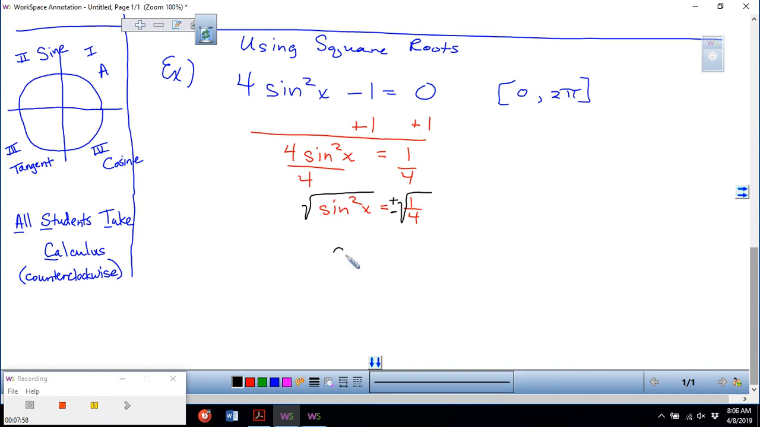Square root of sine squared is sine of x, and then the square root of 1/4 is 1/2, because 1/2 times 1/2, multiplying the numerators gives me the 1, multiplying the denominators gives me 4. And this is going to be positive or negative 1/2. So now when I go look at my unit circle, I want to know where are all the locations that sine is either positive or negative 1/2.